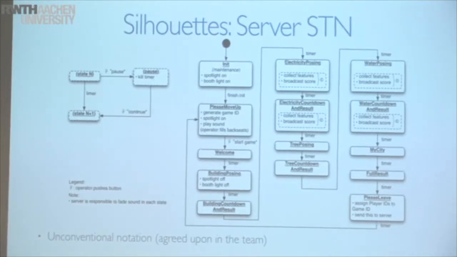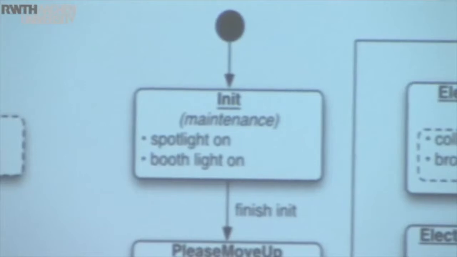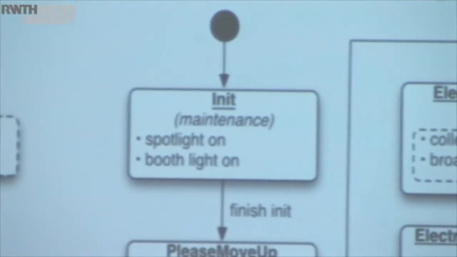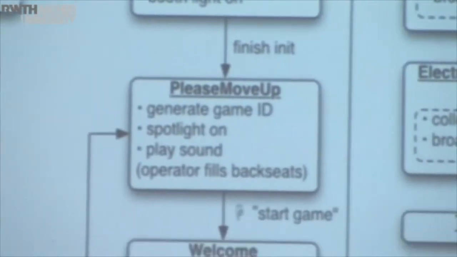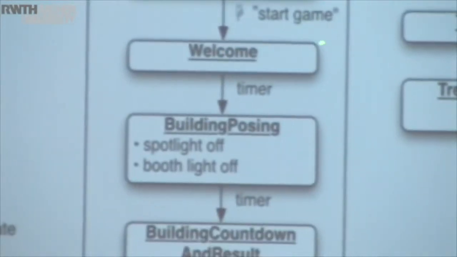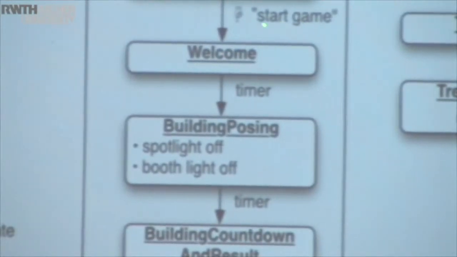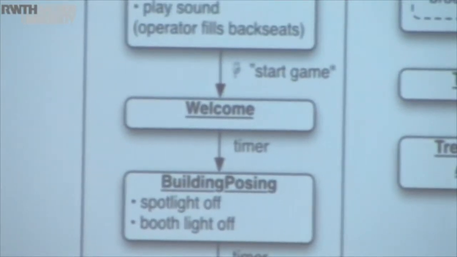So the initial stage on the server is basically turning on some lights, then asking people to move up to the stage once they entered the room, and generating some data. And when the controller presses the start game button, that's the only interaction necessary in normal operations. Everybody's lined up, and he says, OK, let's go.